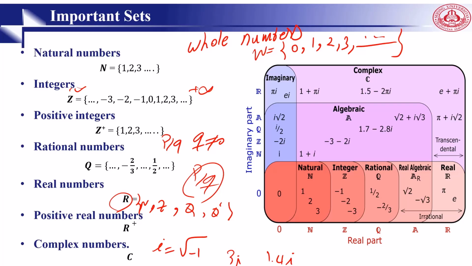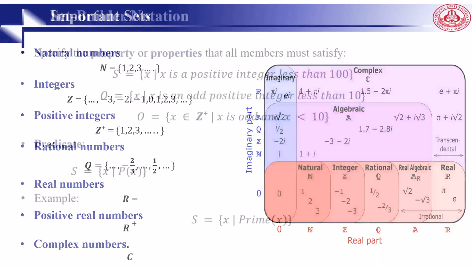So this shape shows the sets: natural, integer, rational. From here to here, all are considered real. From here to here, all are considered real algebraic. These are subsets also; later I will explain subsets. Then complex numbers, imaginary. So these are important sets that we need to know.